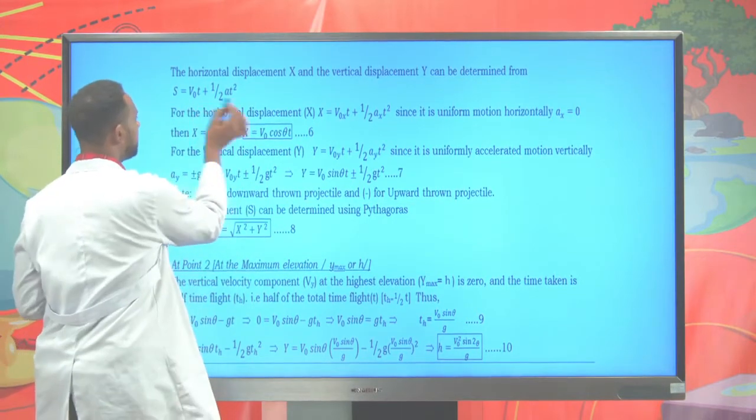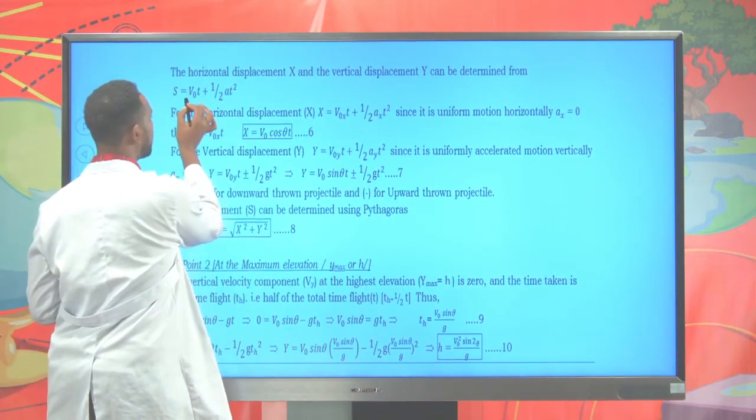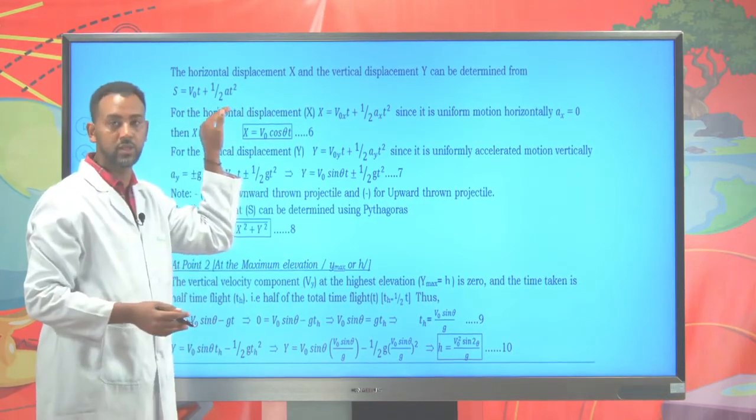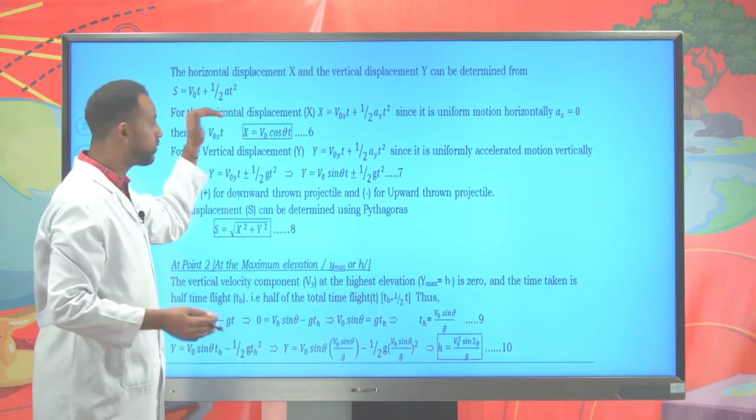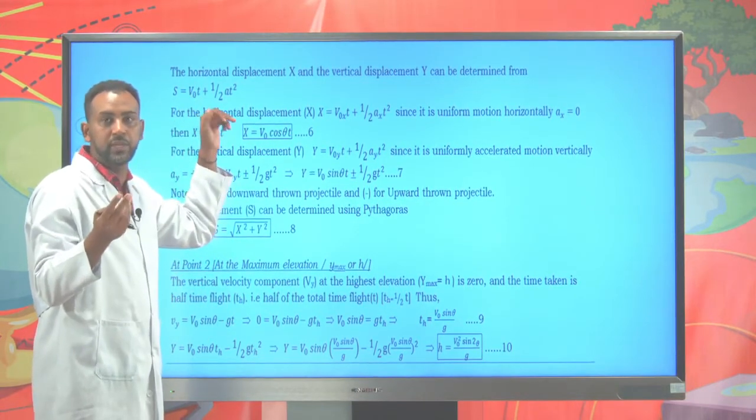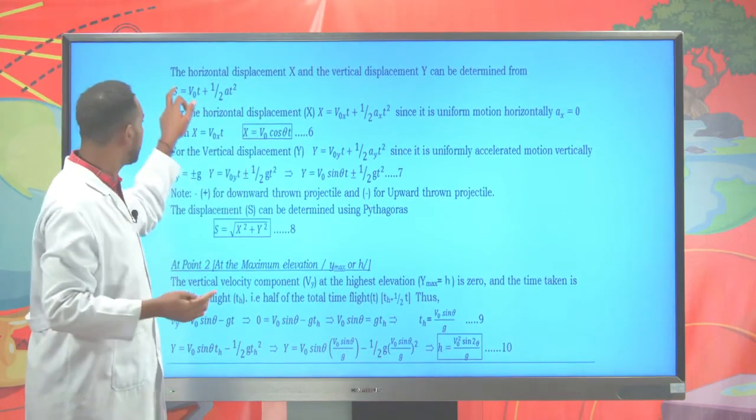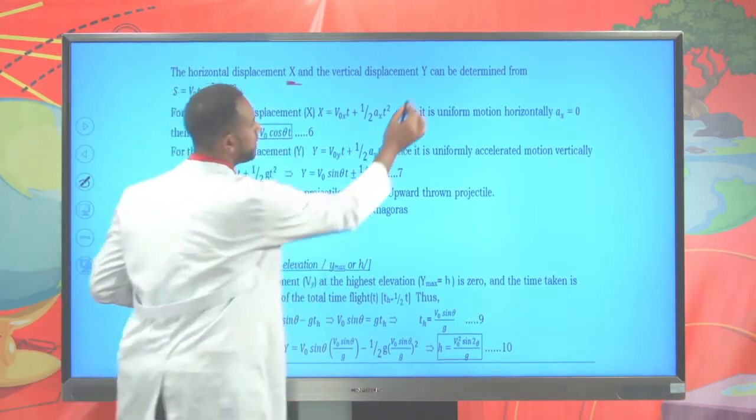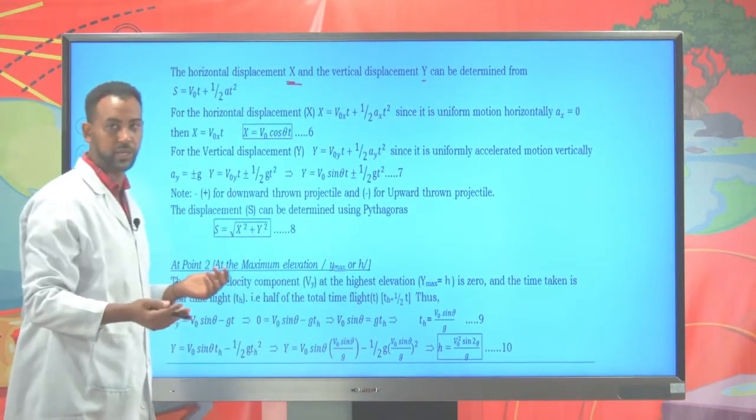We know that the displacement equation is displacement s equals initial velocity times t plus half a t squared. This is the general equation that we use for uniform or uniformly accelerated motion. And we have to decompose this displacement into horizontal and vertical. For horizontal, we use x, okay? And for vertical, we use y or h sometimes.